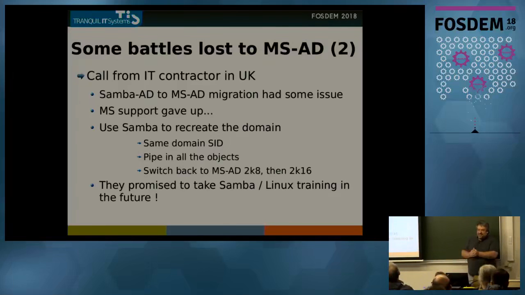And so he called Microsoft, which didn't succeed at making it back up. So Microsoft gave up, and they called another British company that told them to call us. And so we used Samba to recreate the domain, creating a new domain with the same SID as the old one, piping all the objects inside, all the user objects, computer objects and the groups. And then after that, we joined an MS 2008 server, decommissioned the Samba and then switched to 2016. And he was happy. But he promised me to get some Samba and Linux training.